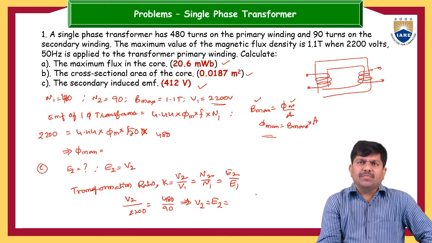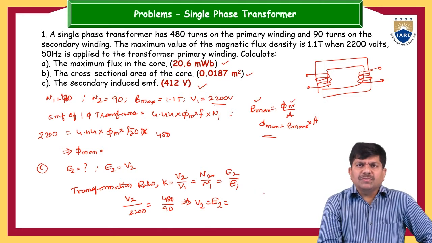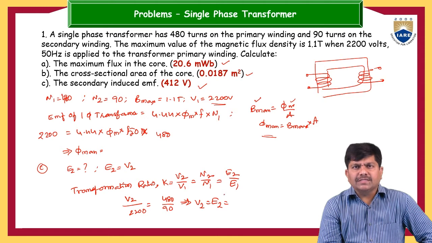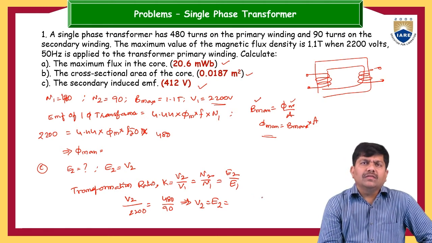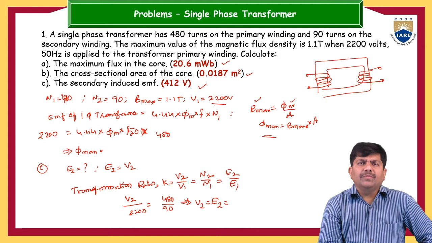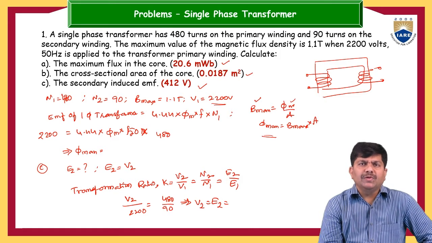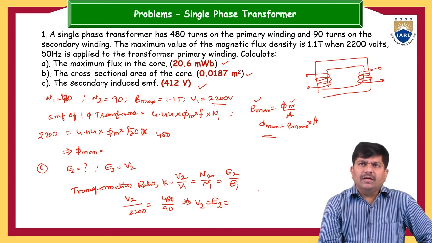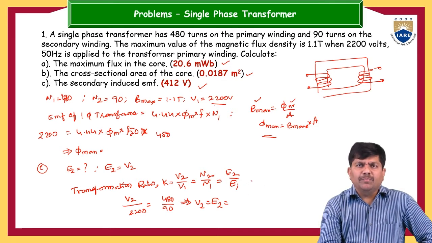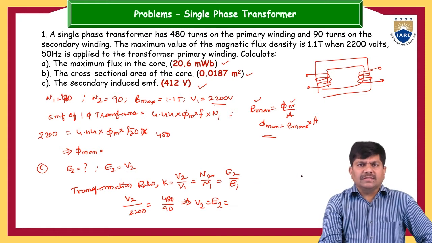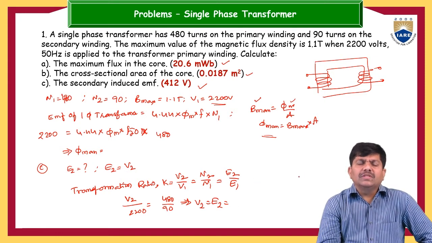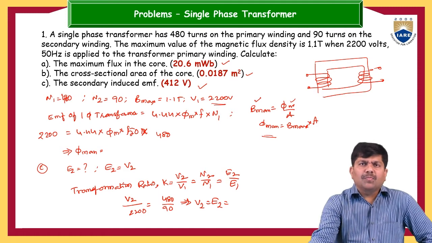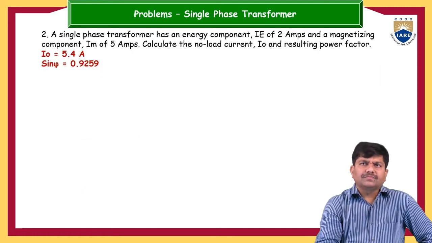So this is a basic problem, and with the help of the transformation ratio, we can calculate the voltage by knowing the voltage in one winding. It is useful to know the other circuit parameters in the single phase transformer, and how the cross-sectional area, maximum flux density and maximum flux can be computed. This EMF equation is useful to know some of the associated parameters of the single phase transformer. Let us take one more problem for better understanding of the phasor diagrams.